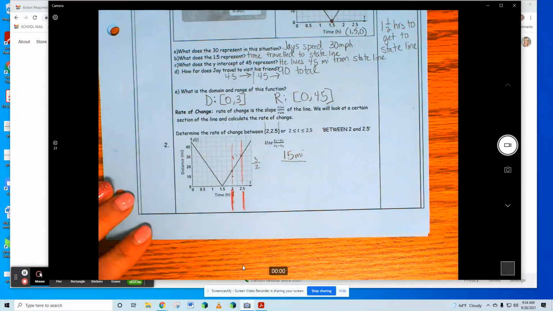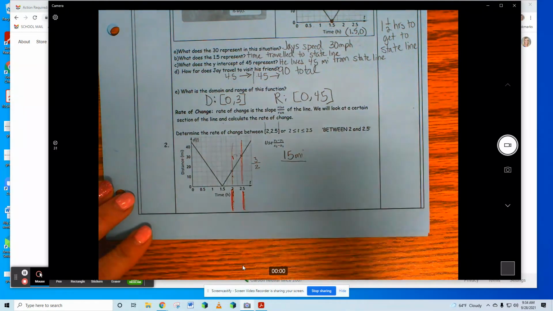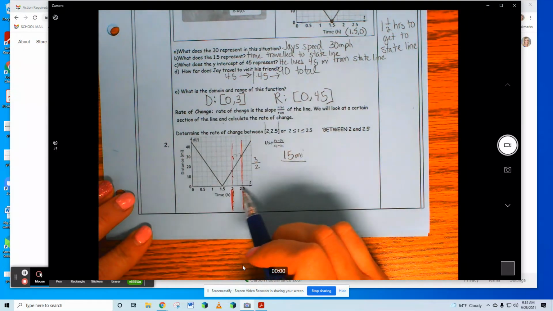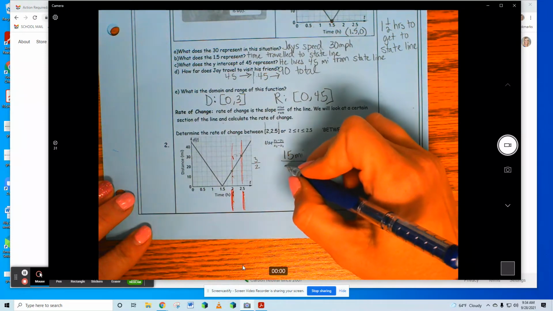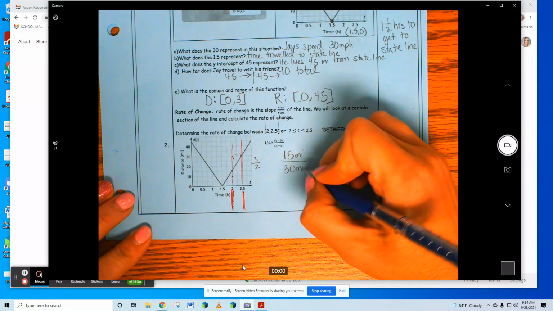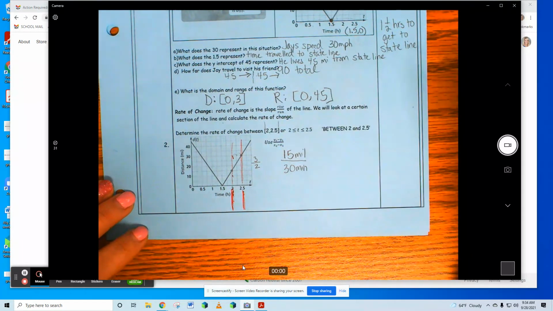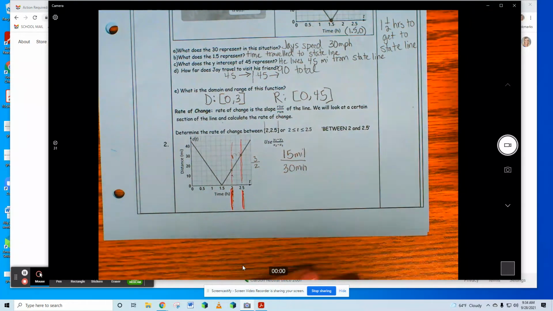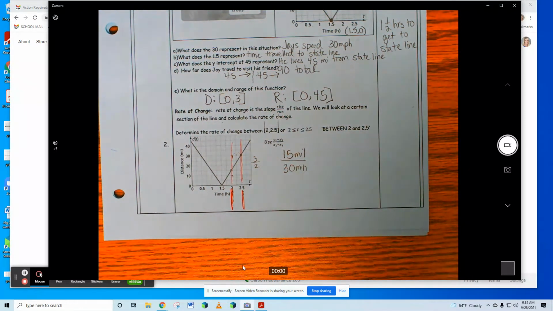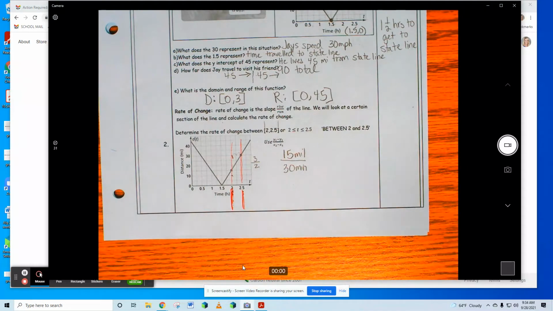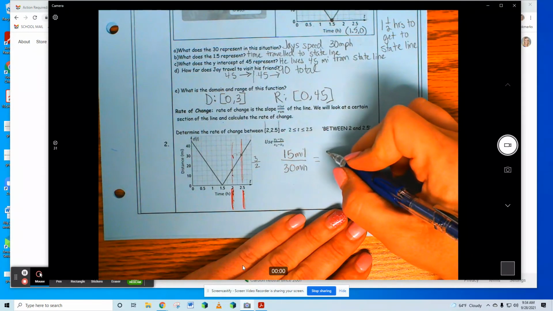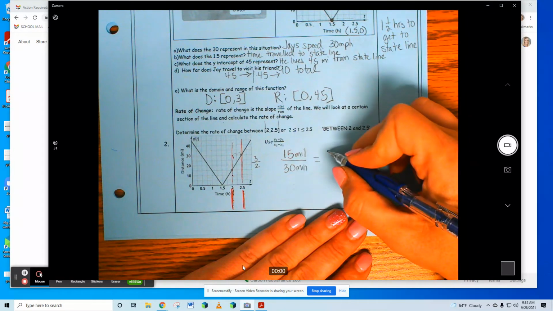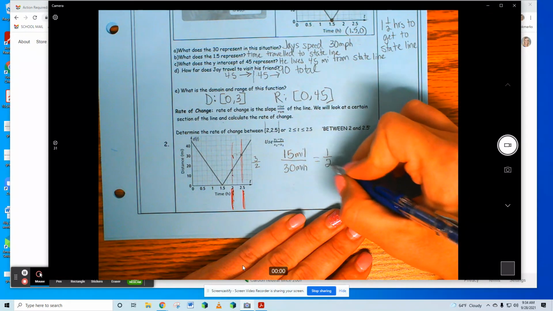Oh, 15 miles. Okay, check this out. 15 miles and the run is 2 boxes. That's 30 minutes, right? So that means that my slope, I could say, is 1/2, 15 over 30, miles over minutes. Okay.